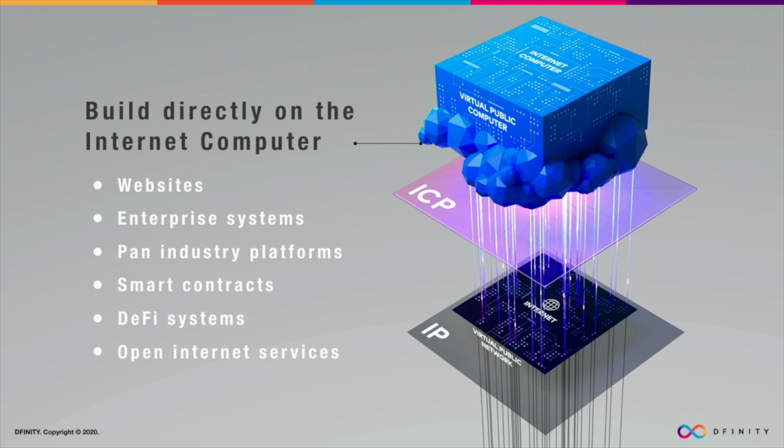What this means is we're able to build traditional IT solutions like websites and enterprise systems. We can get into some of the more interesting use cases for blockchain, such as pan-industry platforms where industries can cross-collaborate, smart contracts, and DeFi systems. And then something that we're really excited about and that we'll dig into a bit more today is open internet services.